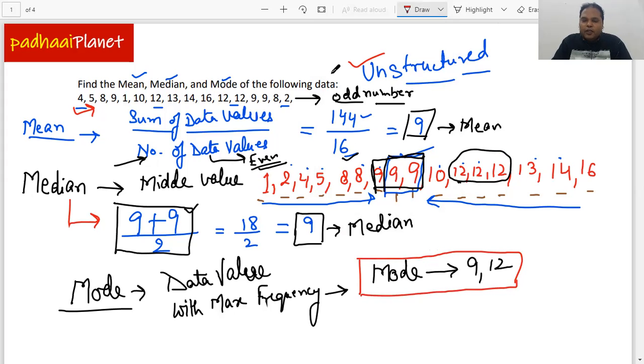So this is how we have found all three, mean, median, and mode, in the case of unstructured data where the total number of data values is even.